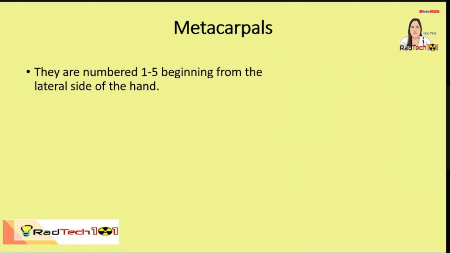So they are numbered 1 to 5, which begins from the lateral side of the hand. So if you can remember, if you can imagine your anatomic position, di ba, your thumb is on the lateral side. So thumb is on the lateral side. So when we are referring our base or baseline sa ating anatomical position, just like our digits, the first digit is your thumb. So, dyan din naka-attach yung ating first na metacarpal bones.